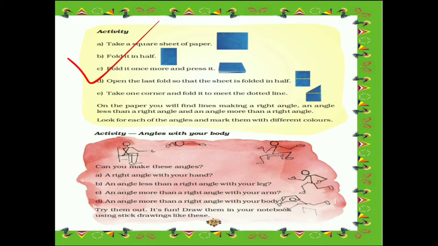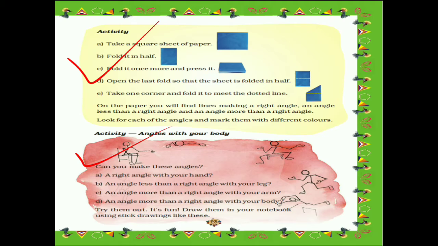Try to take a square sheet and make this thing, and you will be able to see right angle, acute angle, and obtuse angle. Okay. Now the second activity, angles with your body. So let's read what is given.